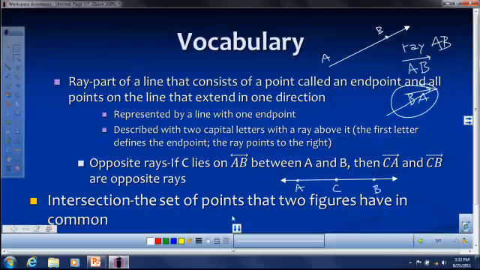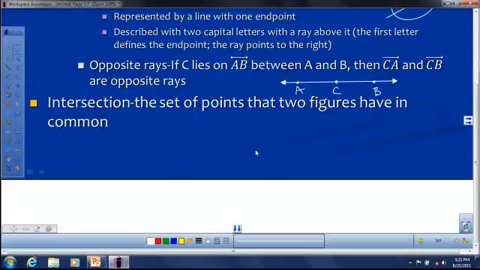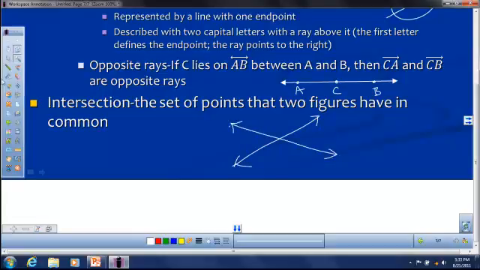Intersection we're going to talk about a little bit later in the examples, but the perfect example of an intersection would be if I drew a line like this, and I drew a line like this, then the intersection would be right here. Okay? So the intersection of 2 lines, we can have 1 point or we can have no points.